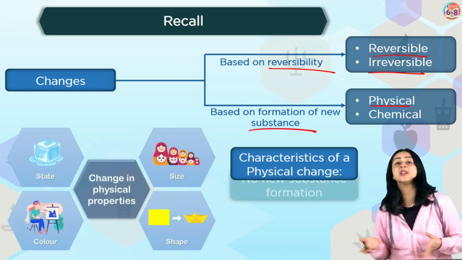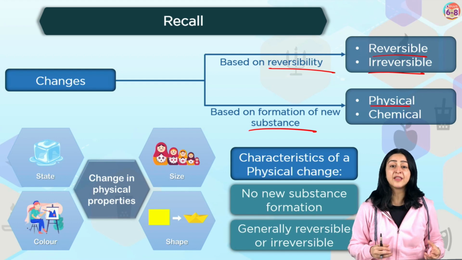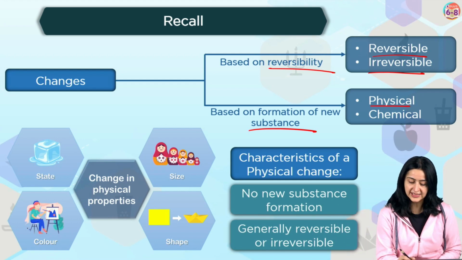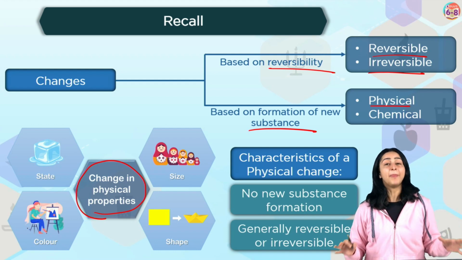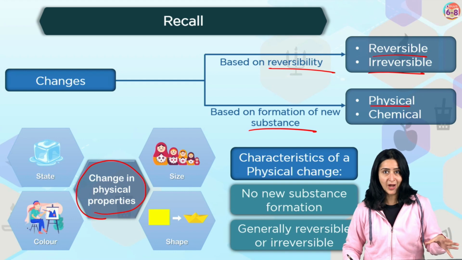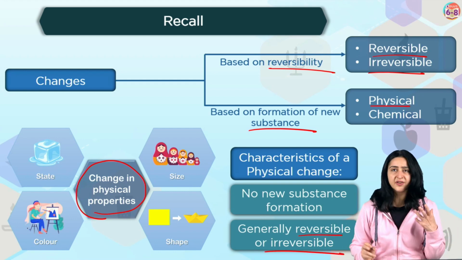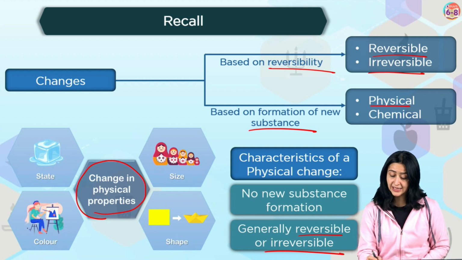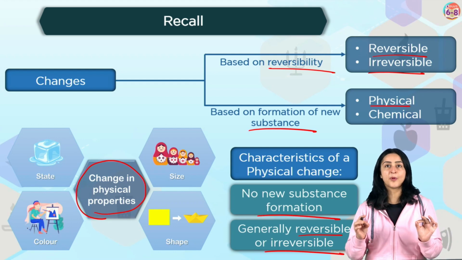Well, first of all, we discussed what is a physical change. We said a physical change is one where there is a change in the physical properties of a substance, but there is no new substance that can be formed over here, right? We also said that these changes are reversible. They can be irreversible also. But basically, it is no new substance being formed and a change in the physical properties.